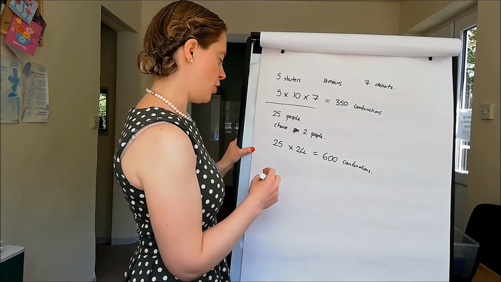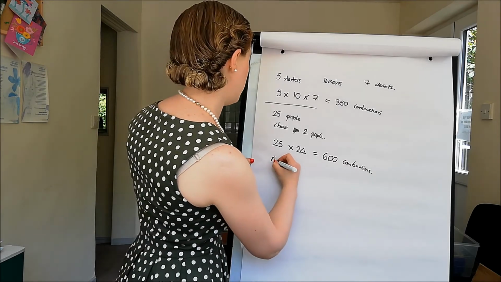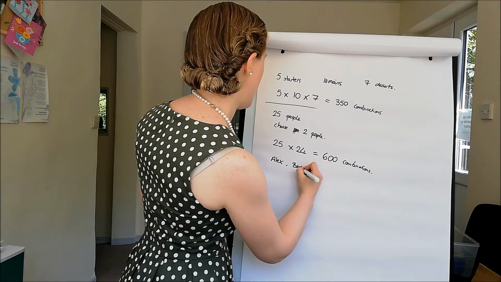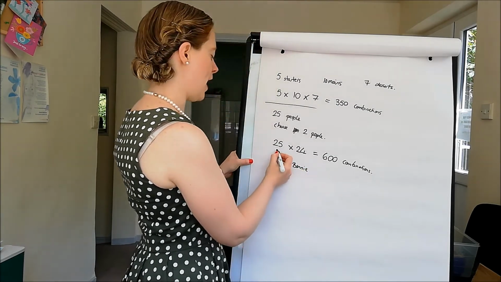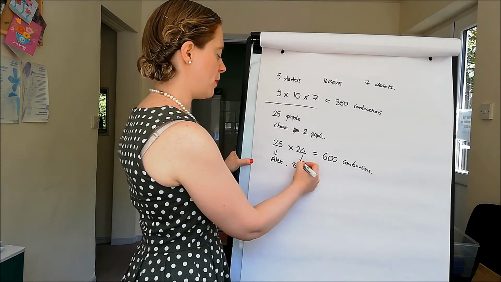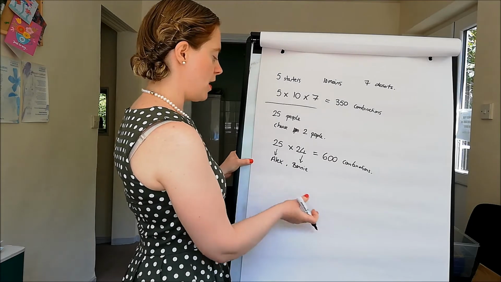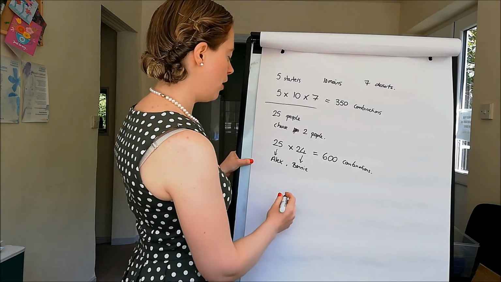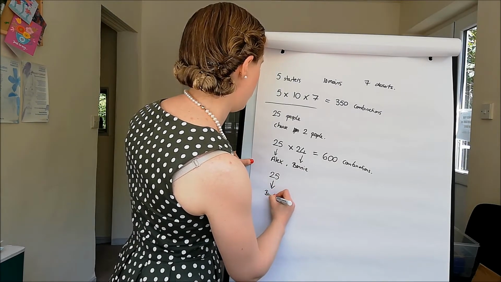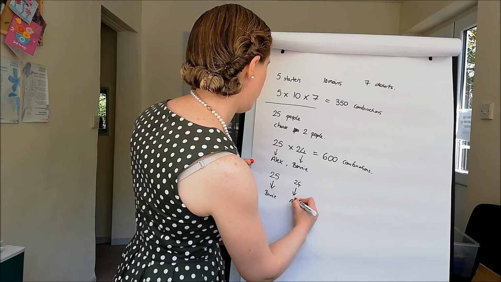But the order doesn't matter. So say you're choosing Alex and then Bonnie. Say Alex was the first person chosen out of the 25 and Bonnie was the second person chosen out of the 24. You have the same 2 people as you would have had if Bonnie had been chosen out of the 25 and if Alex had been chosen out of the 24.